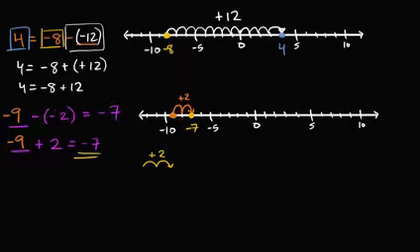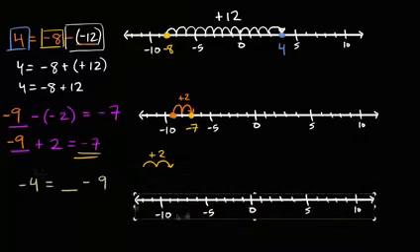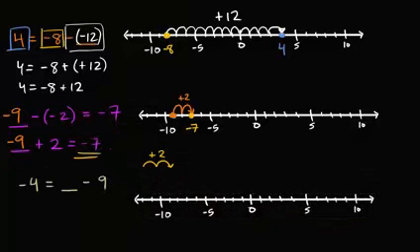Another fascinating one. Let's do one more of these. I'm having maybe a little bit too much fun. All right, so let's say we have negative 4 is equal to blank minus 9. So let's get the number line out. And always pause the video, see if you can try it on your own. Our goal, we want to take some number, subtract 9 from it, and get negative 4.